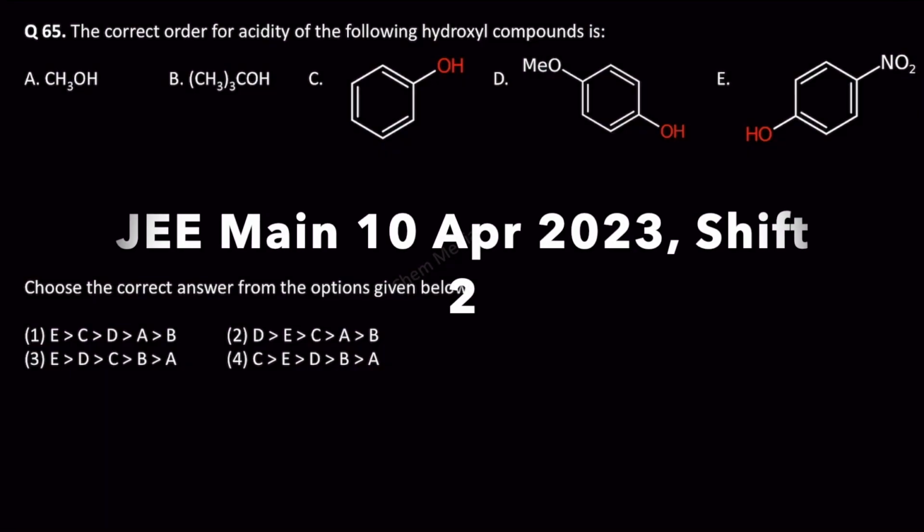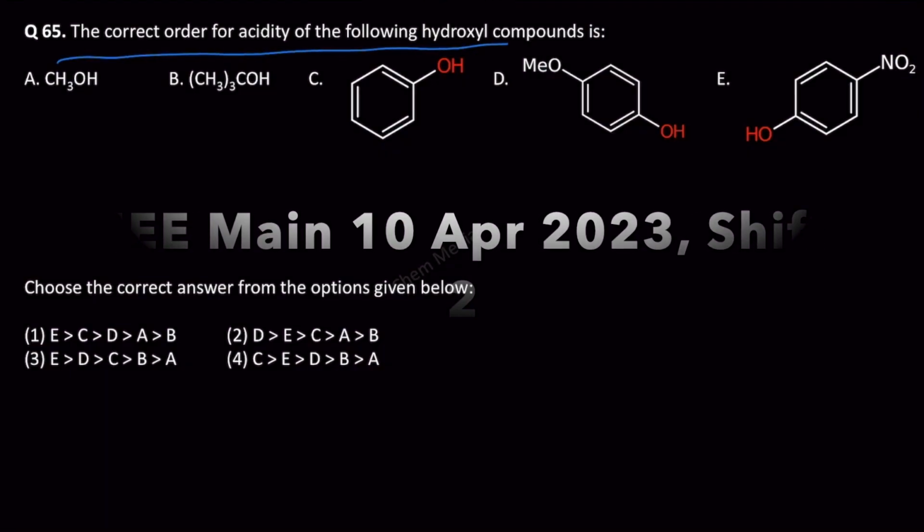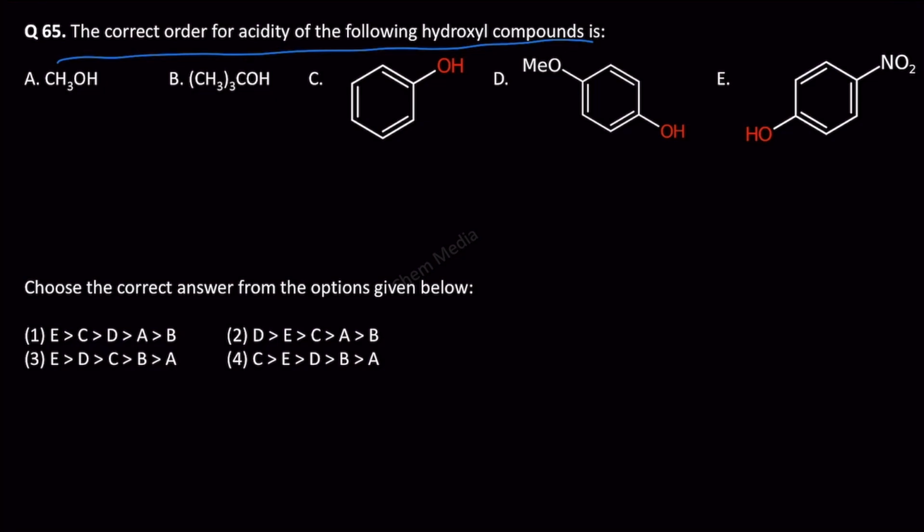The correct order for acidity of the following hydroxyl compounds is which one? We have methanol, tertiary butyl alcohol, and then phenol, and then para methoxyphenol and para nitrophenol.